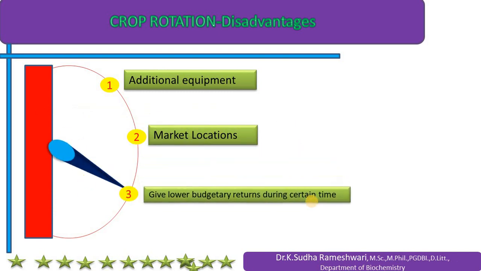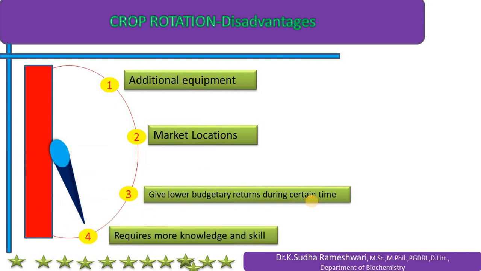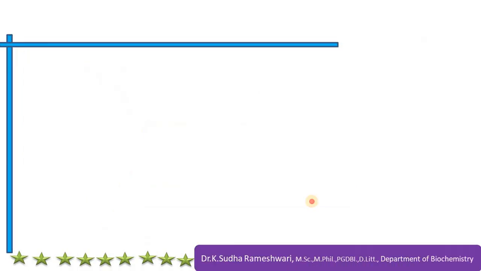Give low budgetary returns during certain times. You cannot put your most valuable crops on your greatest fields each year, so you will not benefit as much during periods when you are growing a distinctly shorter product that has a lower market value. Fourth one, it requires more knowledge and skill. Agriculturists will need to contribute more time and effort in learning and mastering this agrarian practice. So that's all about the disadvantages.